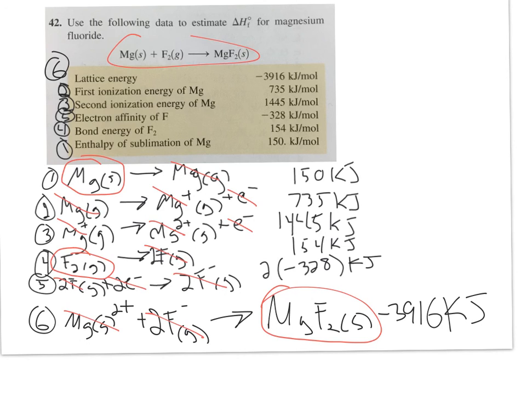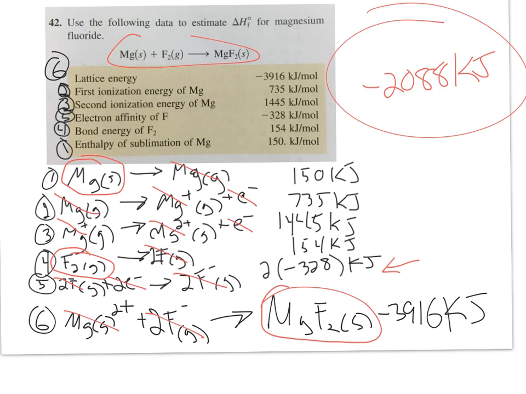So we're going to add all the energies together. Don't forget to multiply this one by 2. When you do that and add it all up, you get a change in enthalpy of negative 2088 kilojoules. That is the standard heat of formation, and that is per mole of magnesium fluoride.